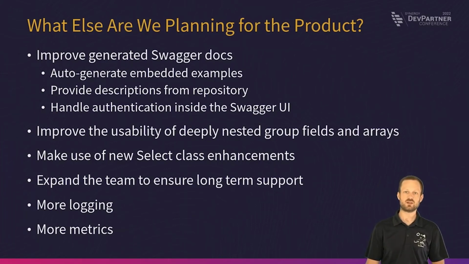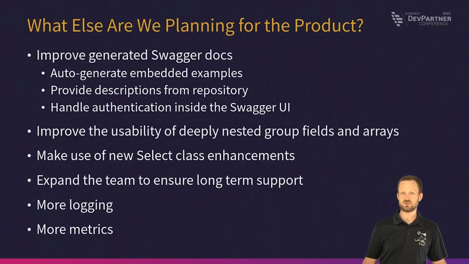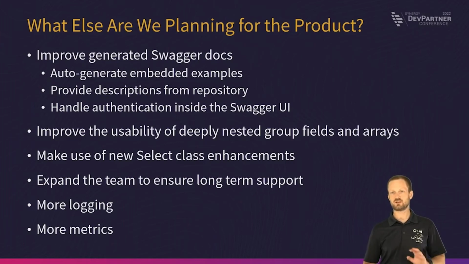We think that we can further enhance the Swagger docs using the information already contained in repository. So that's things like embedding examples for clients, putting the descriptions for fields, methods, parameters, all the way into the Swagger browser. Currently, we aren't able to provide the sort of interactive Swagger browser experience for authenticated services. So it's a lot less useful there than we would like it to be. We think we can fix that. So that's something that we're going to be prioritizing.